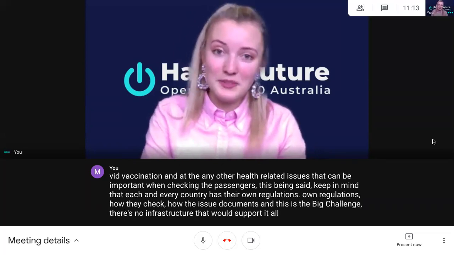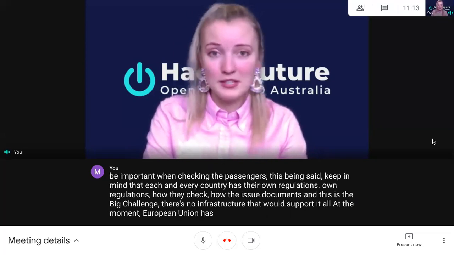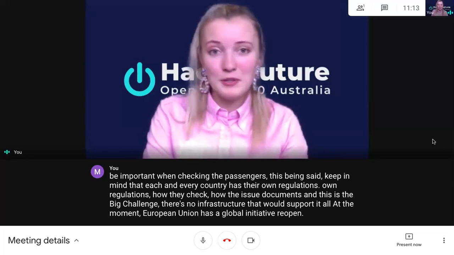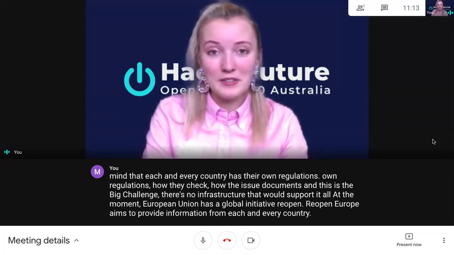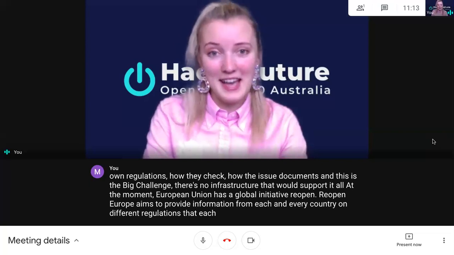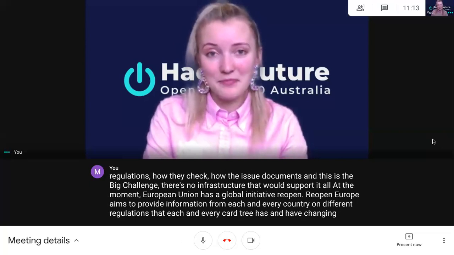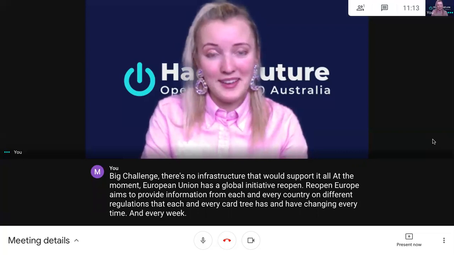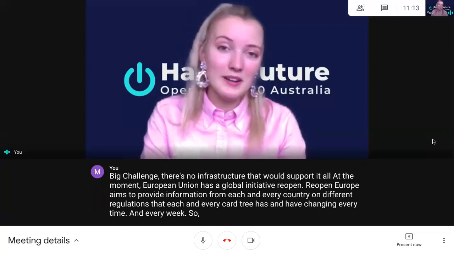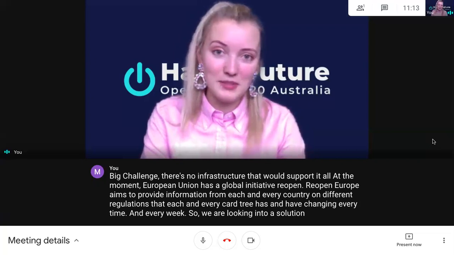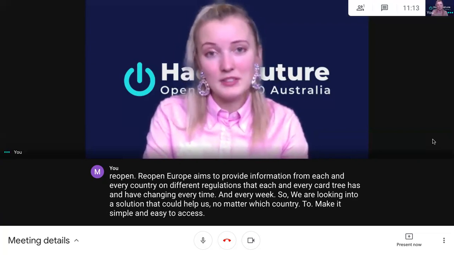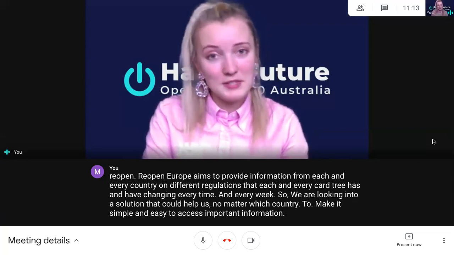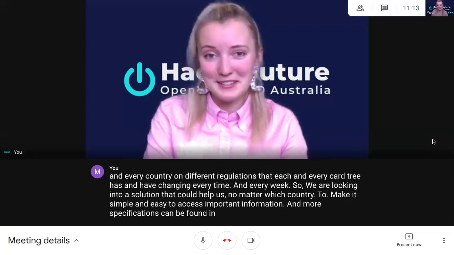At the moment, the European Union has a global initiative, Reopen. Reopen Europe aims to provide information on the different regulations that each and every country has, and that keep changing every week. So we are looking into a solution that could help us, no matter which country, to make it simple and easy to access important information. And more specifications can be found in our Discord channel.